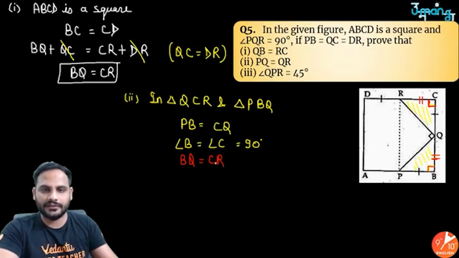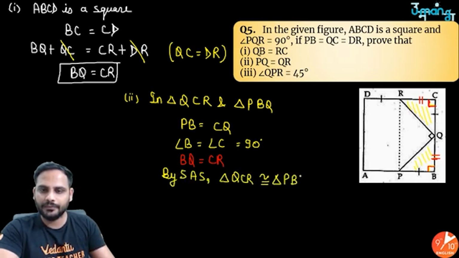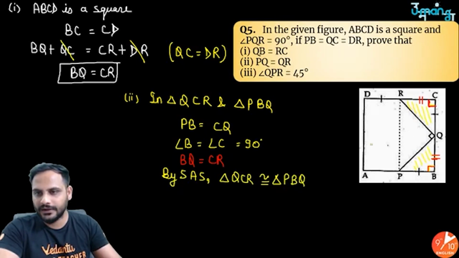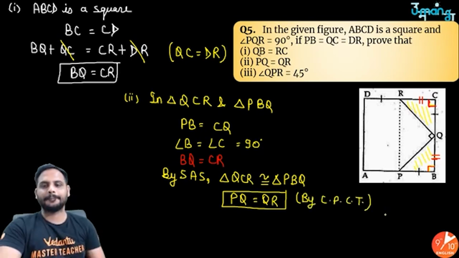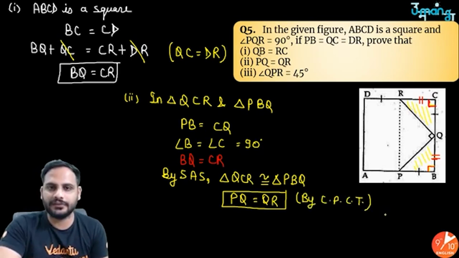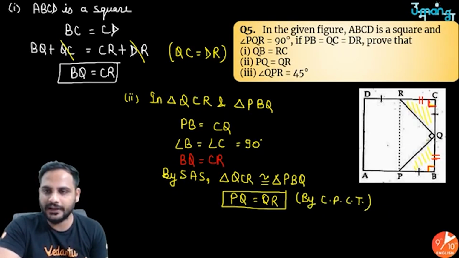So I can clearly say, sir, by side angle side rule, triangle QCR is congruent to triangle PBQ, and if both of them are congruent, I can clearly say PQ is equal to QR by CPCT. Got it? This is how you have done this question. Clear? So we have proved PQ equal to QR by using congruency.